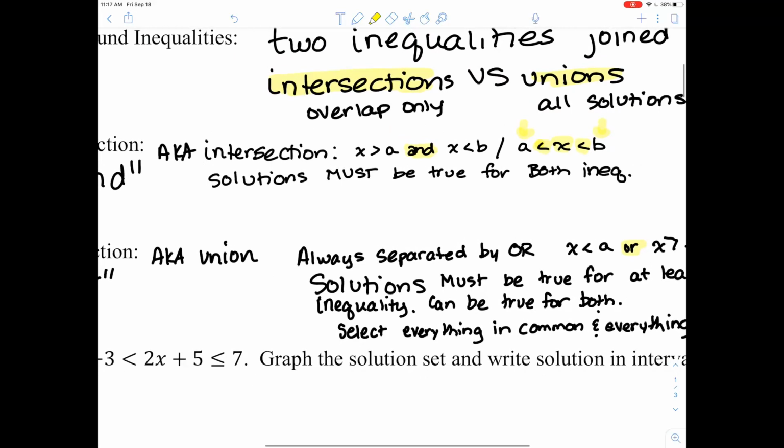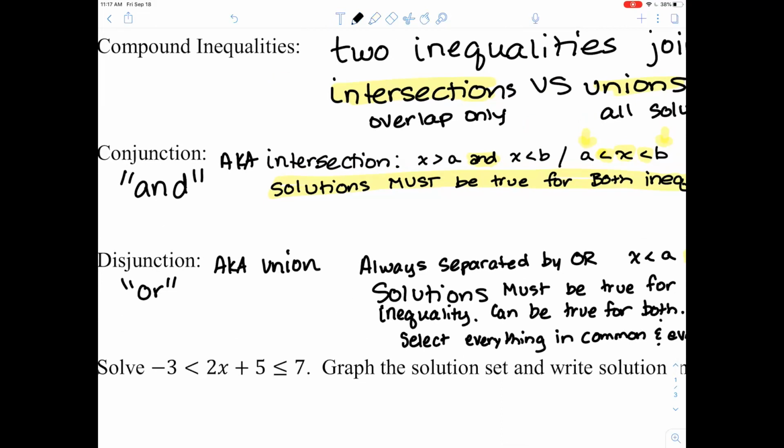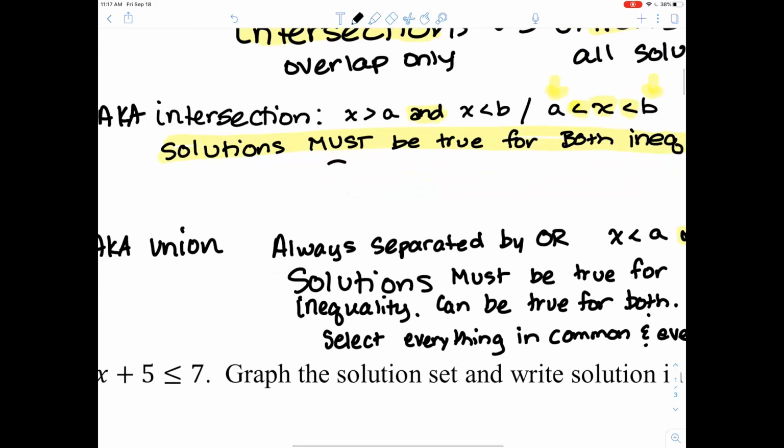Basically what this means, because you see the word and, is that the solutions must be true for both inequalities. Both inequalities. So if I were to say, for example, here's the set, I'm going to use a Venn diagram to illustrate. So this is x is greater than a, and this is x is less than b. And what I'm looking for is that solution. Where do they intersect? That's all I want to know.